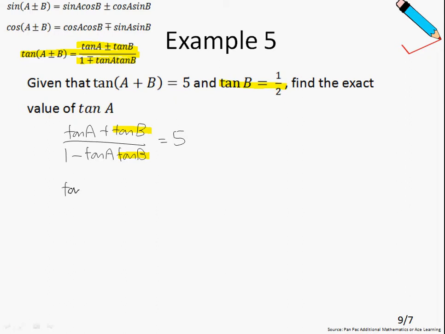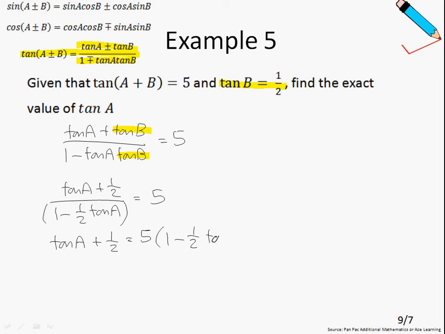So tangent A plus half over 1 minus half times tangent A equals 5. From here, cross multiply, or rather multiply throughout by this denominator you see. So we have tangent A plus half equals 5 times 1 minus half tangent A. Expand the right hand side of the formula, so you get 5 minus 5 over 2 tangent A. Okay, left hand side remains.